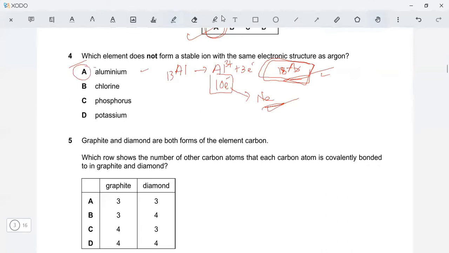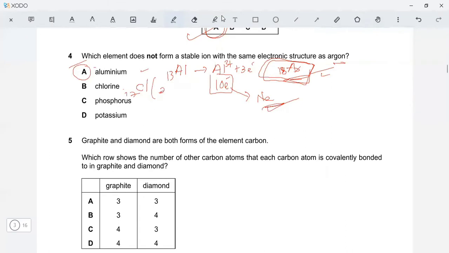Okay, which element does not form a stable ion with the same electronic structure as argon? So aluminum is the right answer. Why not chlorine, phosphorus, potassium? Chlorine has atomic number 17, so after gaining electrons it can actually be stable like argon.